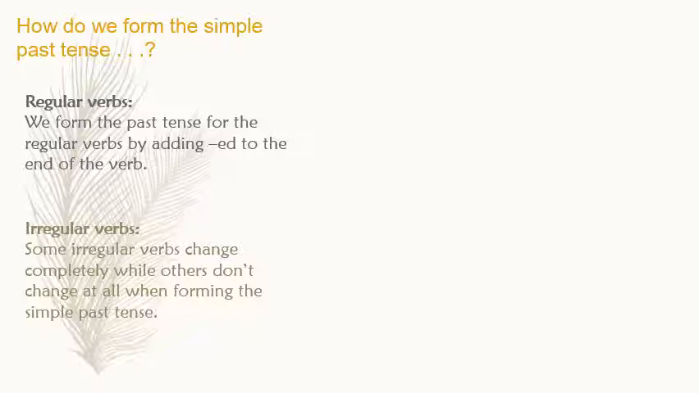The verbs that follow this rule, we call them regular. But some other verbs like to be bad boys. They don't like to follow rules. So either they change completely, or they do not change at all, or they just change one letter. We call them irregular because they don't follow the rule. And as I said before, you must memorize these verbs, and they are among the list of irregular verbs that I gave to you before.